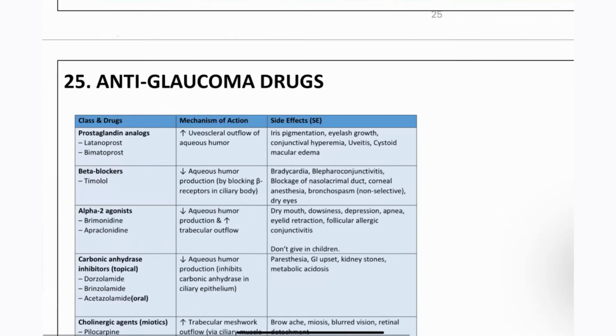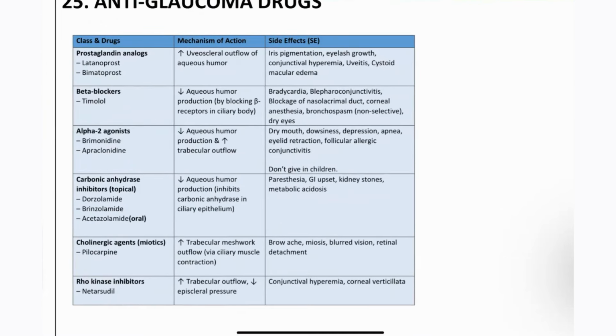Next, anti-glaucoma drugs, the classification. Prostaglandin drugs like latanoprost and bimatoprost are going to increase the uveoscleral outflow. And what are the side effects? Conjunctival hyperemia, iris pigmentation, eyelash growth, cystoid macular edema, and uveitis.